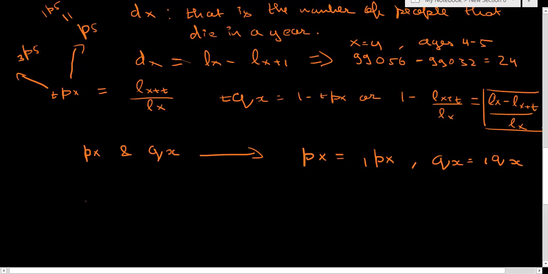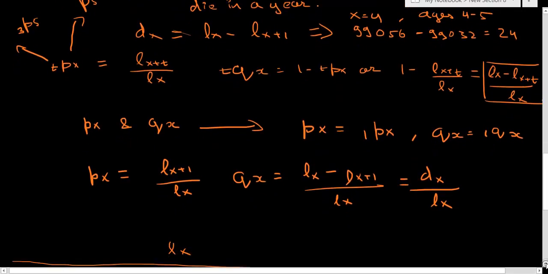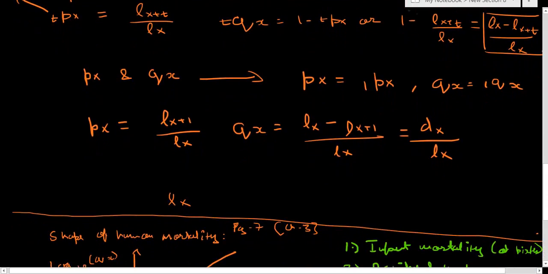Relating to this are their definitions. So obviously Px would be, as you would expect, lx+1 upon lx, and Qx is nothing but lx minus lx+1 divided by lx. And lx minus lx+1 is obviously dx, so it is dx upon lx. Okay, so that is the definition.